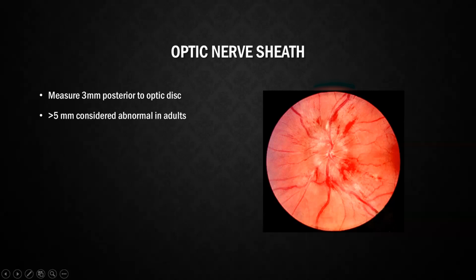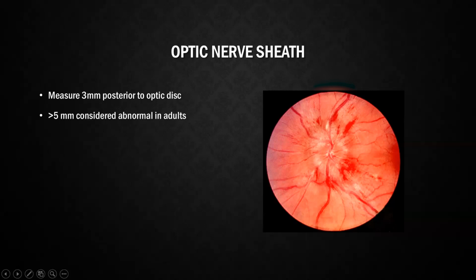So you can actually look at the optic nerve sheath on ultrasound, which is really awesome. Basically what you do is you find the optic nerve sheath, you measure 3 millimeters posterior to that, and then you measure across. Greater than 5 millimeters is considered abnormal. 5 to 6 is kind of a gray zone, but anything greater than 6, there's concern for elevated intracranial pressure.